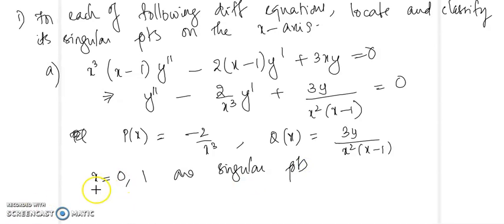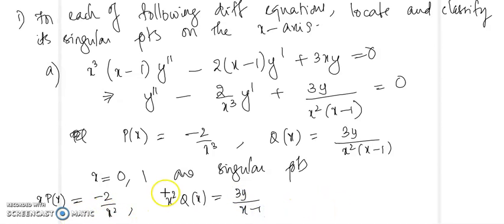Now when x is 0, take x into p of x. x into p of x is minus 2 by x squared and x squared into q of x is 3y by x minus 1. So it fails to be analytic. Therefore x equal to 0 is an irregular singular point.